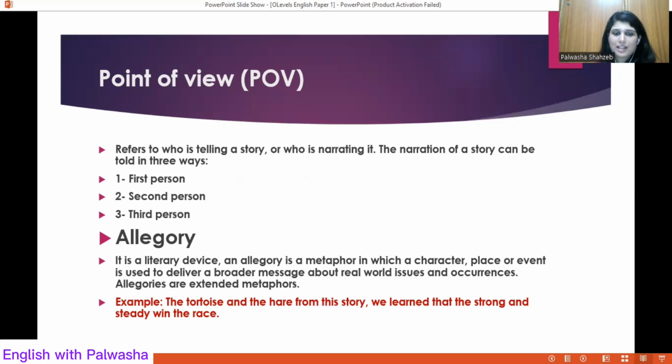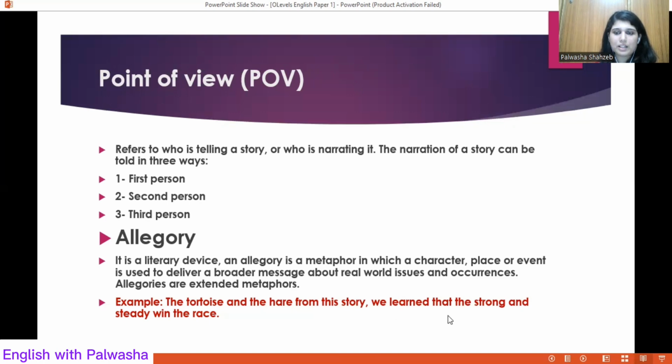Allegory. It is a literary device. Allegory is a metaphor in which a character, place, or event is used to deliver a broader message about real world issues and occurrences. So these are extended metaphors basically. Also, closer to the comparison, but extended metaphors. Example, the tortoise and the hare.